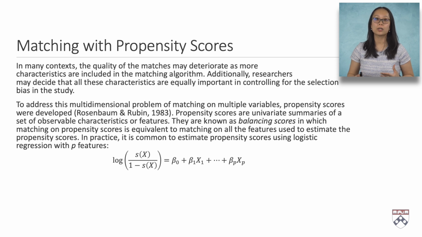So if, for example, we wanted to match on children's age, gender, household income, and other important features of their background, we can do that using a propensity score. And the propensity score itself will be a single value that summarizes all of those characteristics and summarizes them in a very balanced way. In practice, the most common method to estimate propensity scores is using something called a logistic regression model, where let's say that you have p features, so p variables. The logistic regression model is given by the equation on the screen.